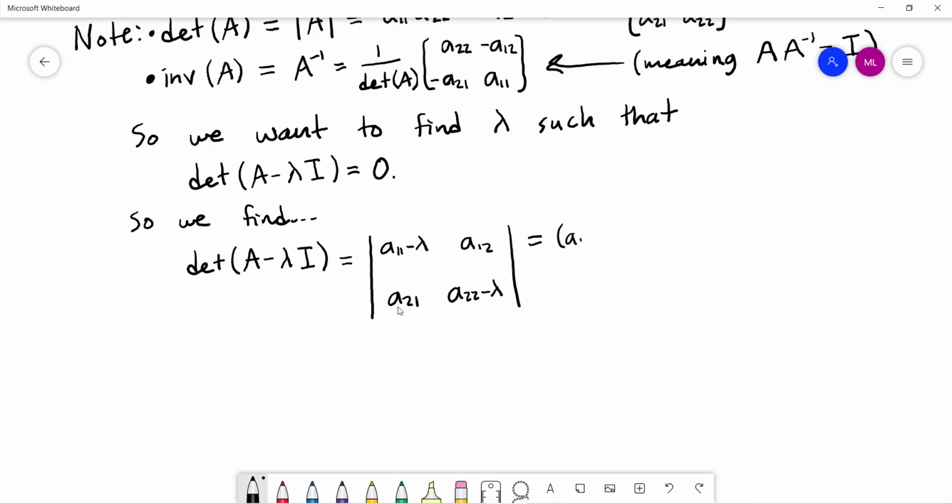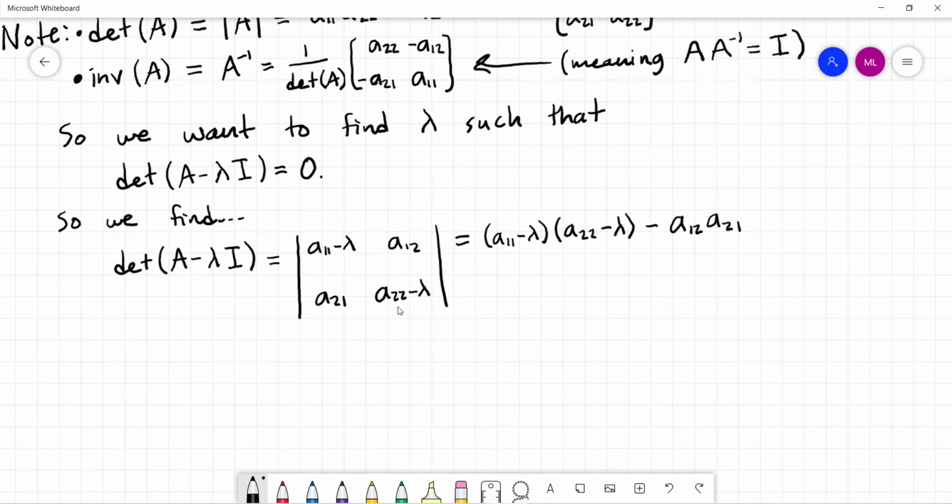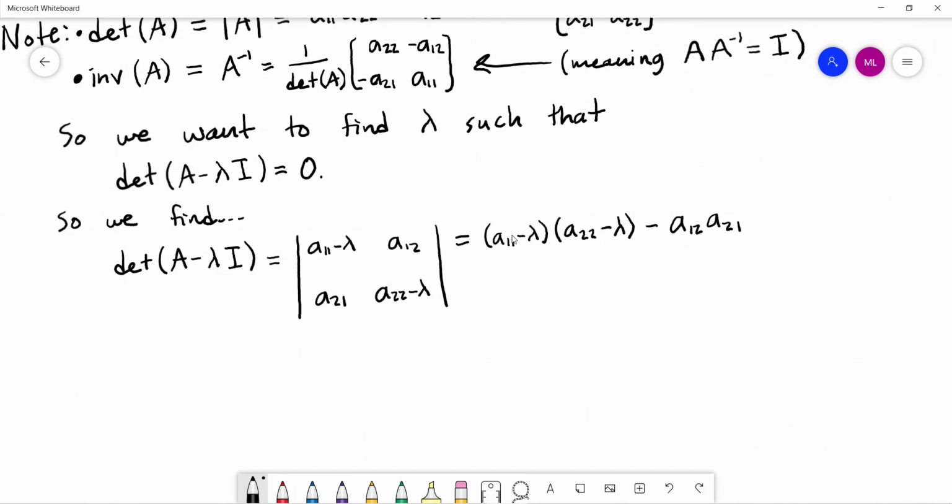Remember, it's this times this minus this times this. So we get A11 minus lambda times A22 minus lambda. And then from that we subtract A12 times A21. And we force that to be equal to 0. So if we were to actually FOIL this out and move terms around a little bit, let's FOIL this out. I'm basically going to multiply these two binomials together. When these two terms hit each other, I'll get a lambda squared. I'm going to lead off with that. The negative signs will cancel, and it'll be positive lambda squared.